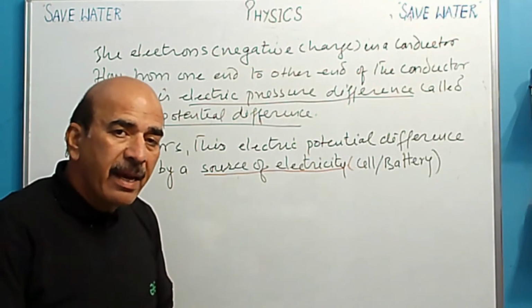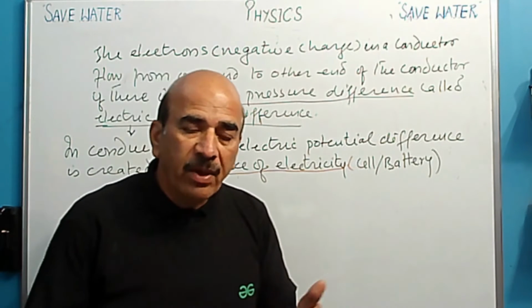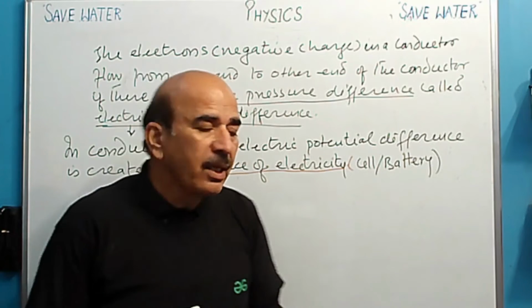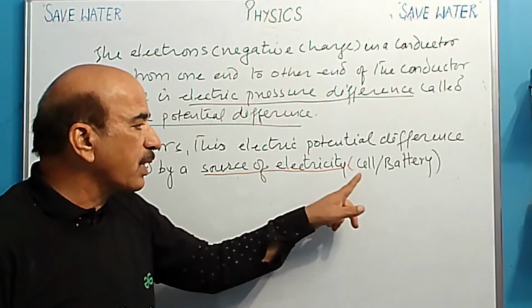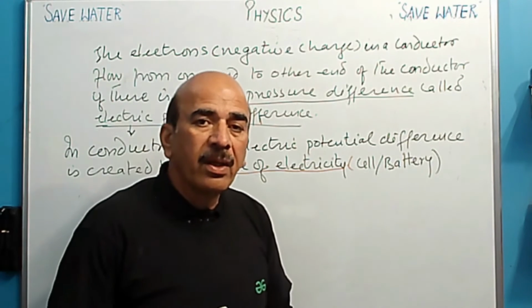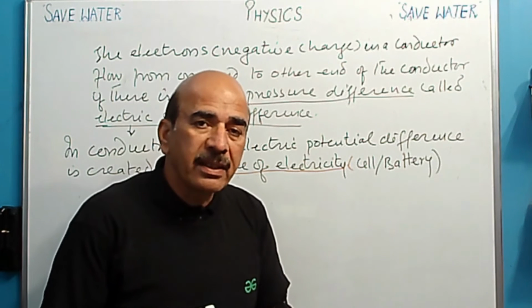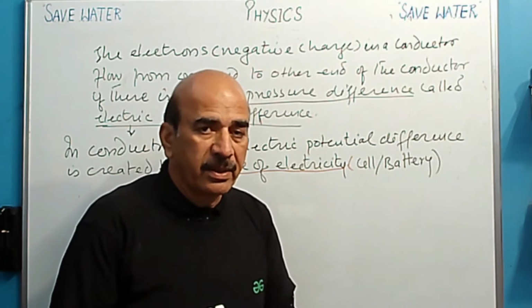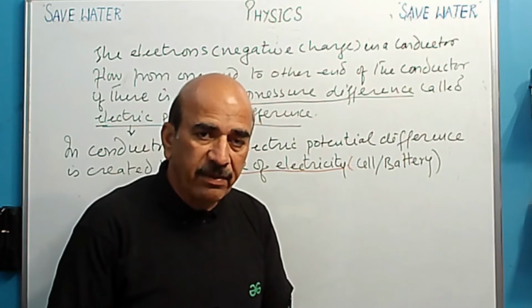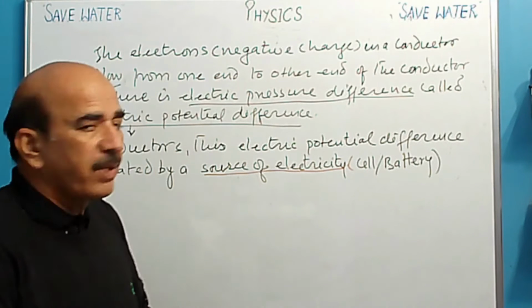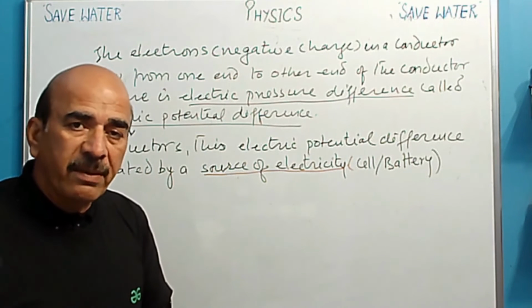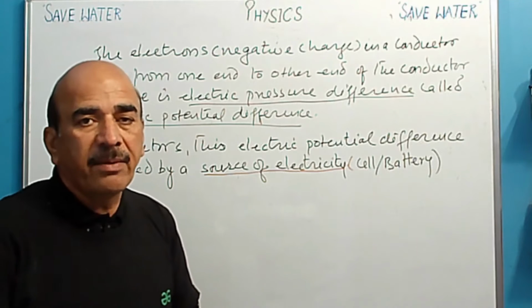And in labs or at home, generally when we are doing some experiment, what source of electricity do we use? Cell or battery. Cells or batteries are used. And cells and batteries have two terminals, right? One is called the positive terminal, another is called the negative terminal. Am I right? So positive terminal and negative terminal.